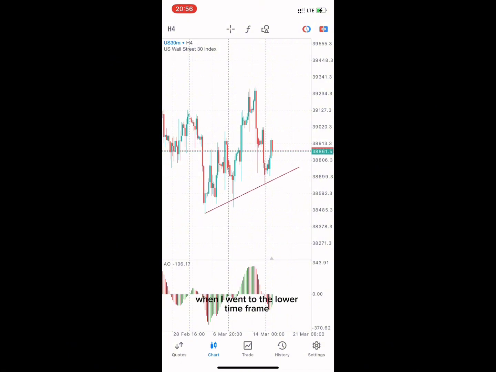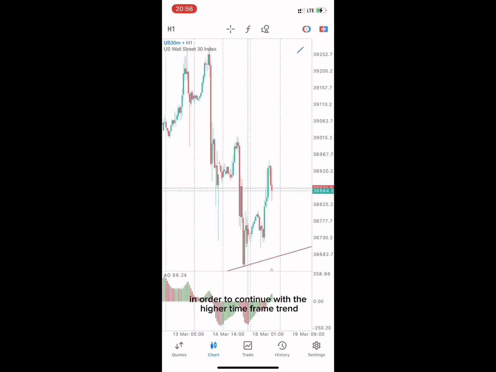When I went to the lower time frame, I was looking for where can I take a buy trade in order to continue with the higher time frame trend. On the 1-hour time frame, I could see the price had created a bullish divergence as it came into the 4-hour trend line. So this signaled to me the price was likely going to reverse from the trend line and trade higher.